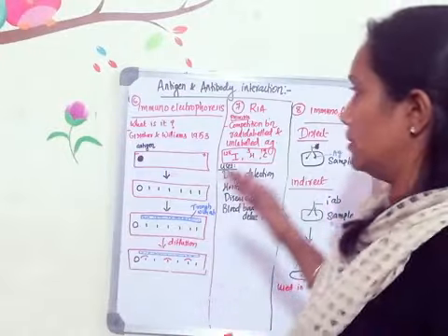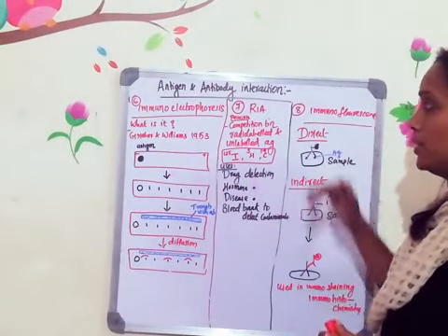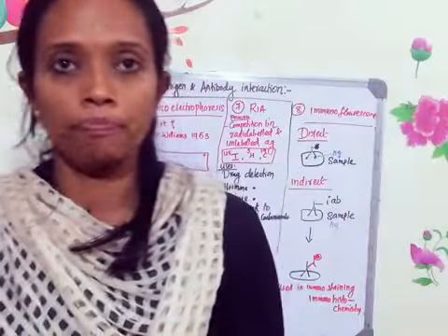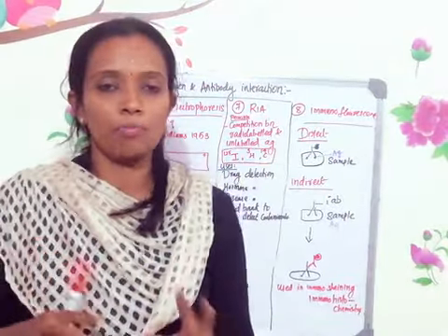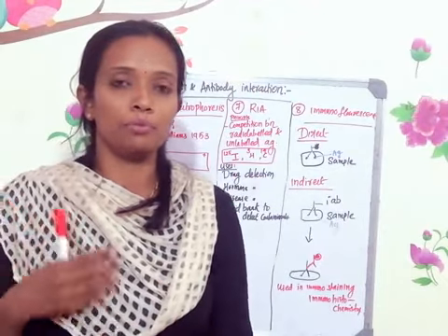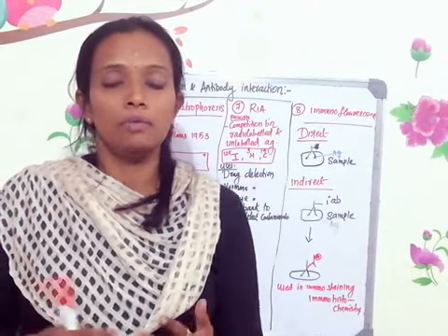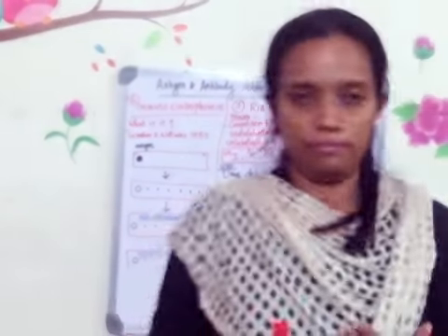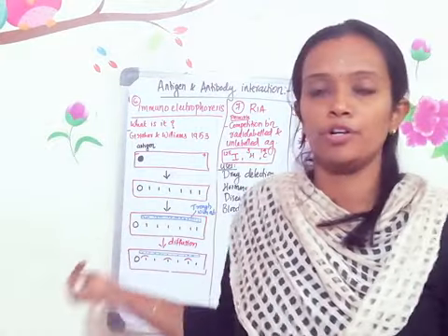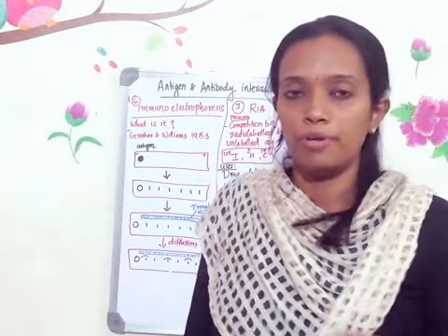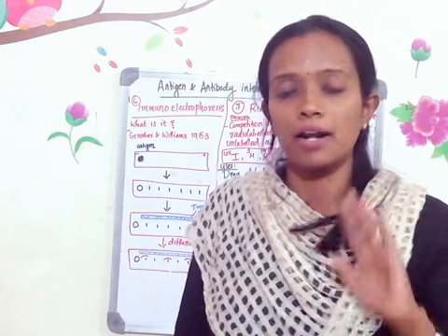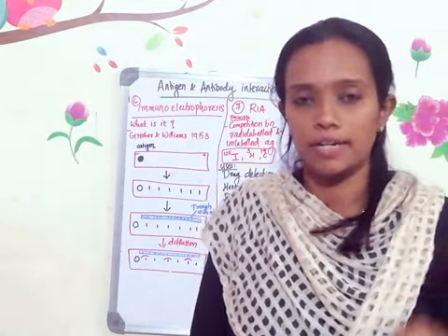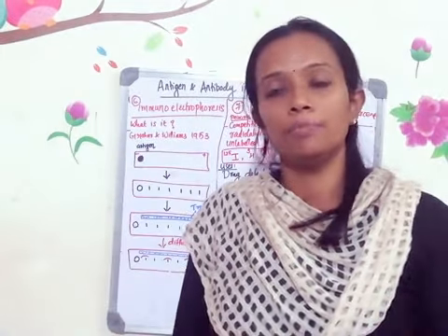Now the sixth technique is immunoelectrophoresis. First of all, we'll see what is immunoelectrophoresis. Immunoelectrophoresis is a combination of two techniques, one of which you have already been told about. One is radial immunodiffusion, another one is the double immunodiffusion. In immunoelectrophoresis, we'll be doing immunodiffusion, but immunodiffusion will be done after the electrophoresis. So it's a combination of two techniques: electrophoresis, followed by immunodiffusion.